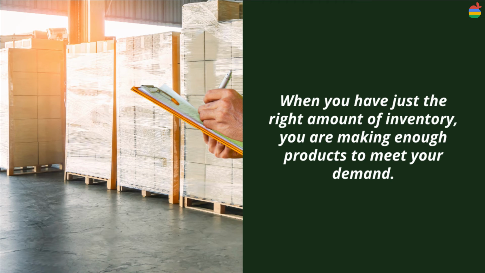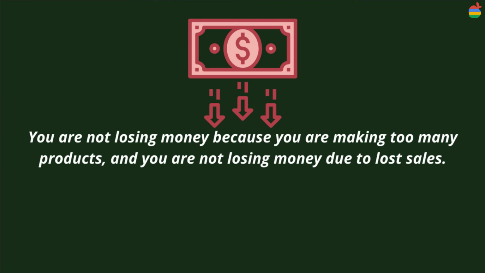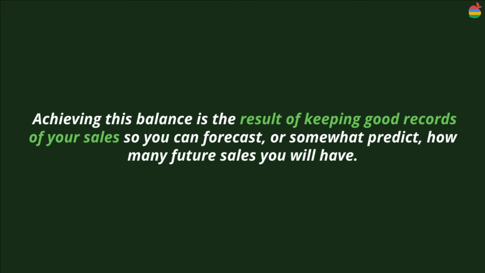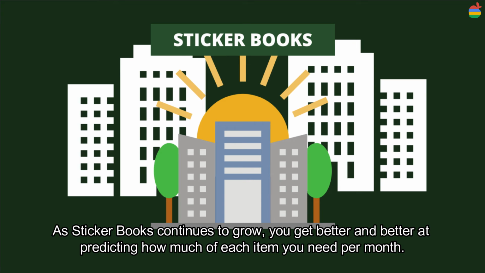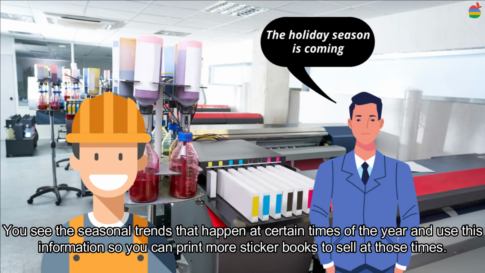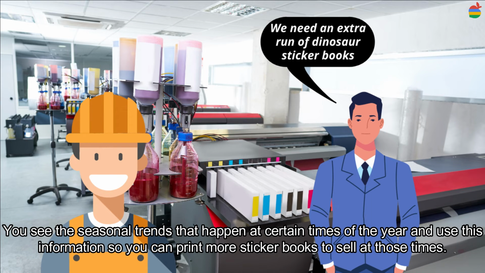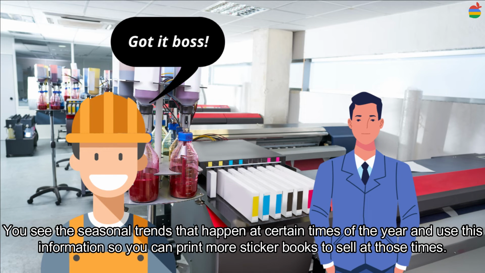When you have just the right amount of inventory, you're making enough products to meet your demand. You're not losing money because you're making too many products, and you are not losing money due to lost sales. Achieving this balance is the result of keeping good records of sales so you can forecast, or somewhat predict, how many future sales you will have. As Sticker Book continues to grow, you get better and better at predicting how much of each item you need per month. You see the seasonal trends that happen at certain times of the year and use this information so you can print more sticker books to sell at those times.